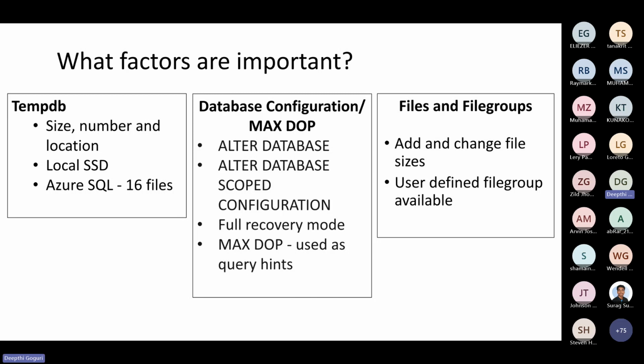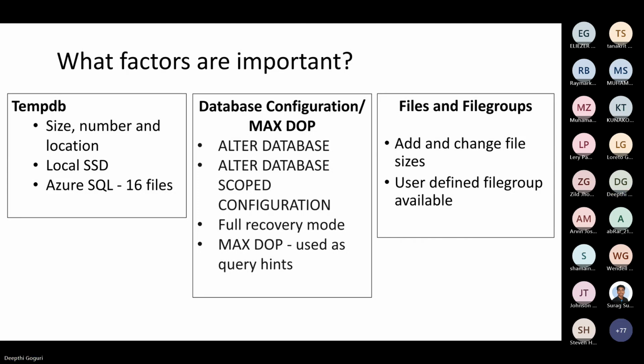You do not know where the TempDB is located. And always in Azure, the TempDB are located in the local SSDs for faster performance. If you are using Azure SQL database, the maximum number of files that you can have for the TempDB is 16 files. But if you are using the managed instance, you can use up to a maximum of 12 files. And there are certain database configurations that you can use, like alter database scoped configuration, and the database itself will always be in the full recovery model for the Azure SQL database because of the service level agreements from Azure.